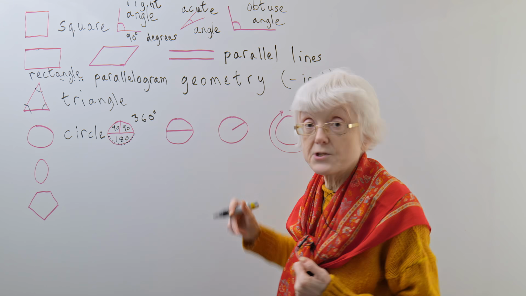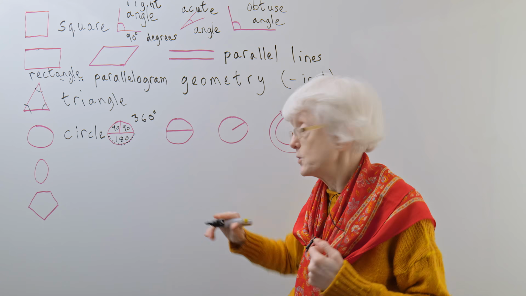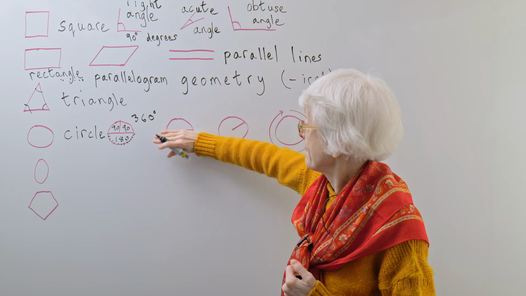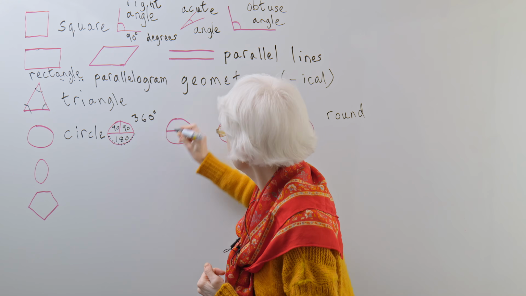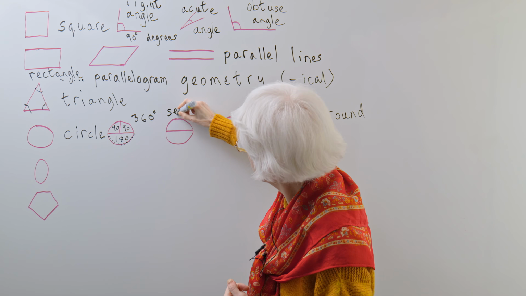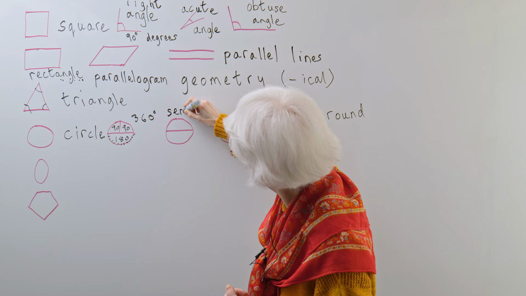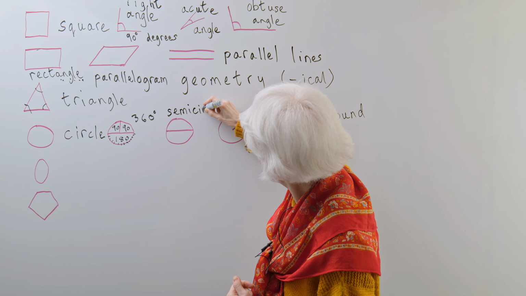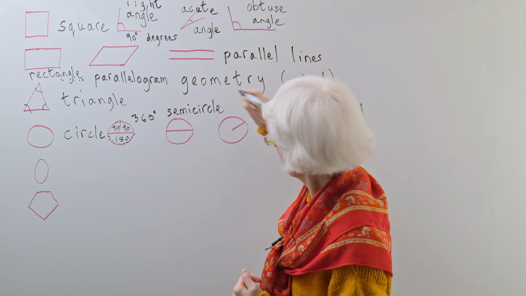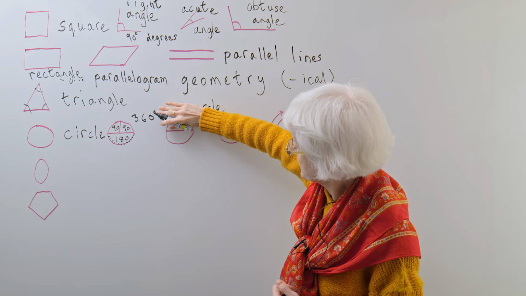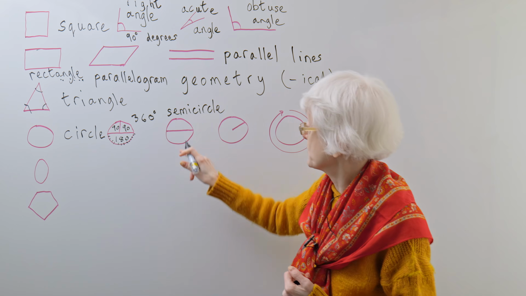So if you cut a circle in half, how would you describe that? Half of a circle. So that would be, another word meaning half is semicircle. Okay, so that one there is a semicircle, and that one is two semicircles.